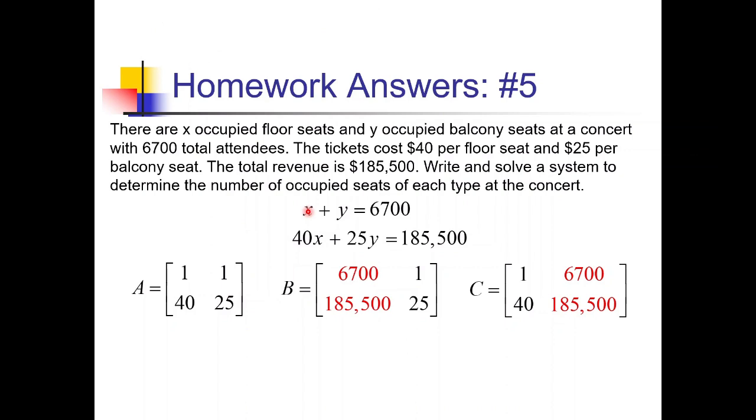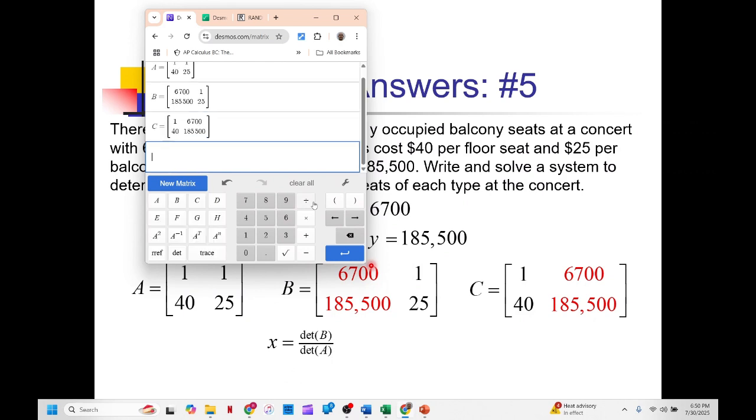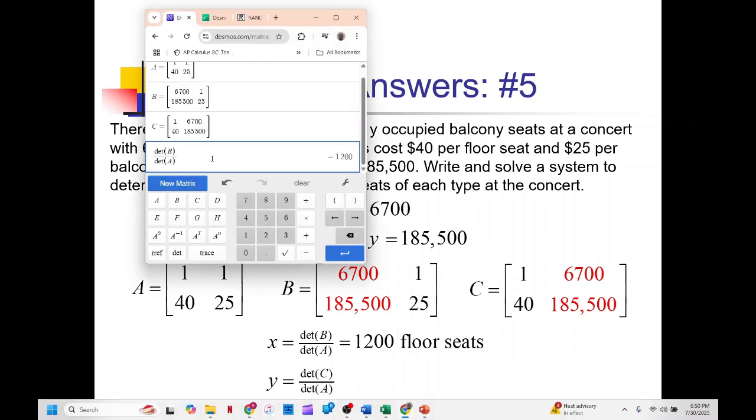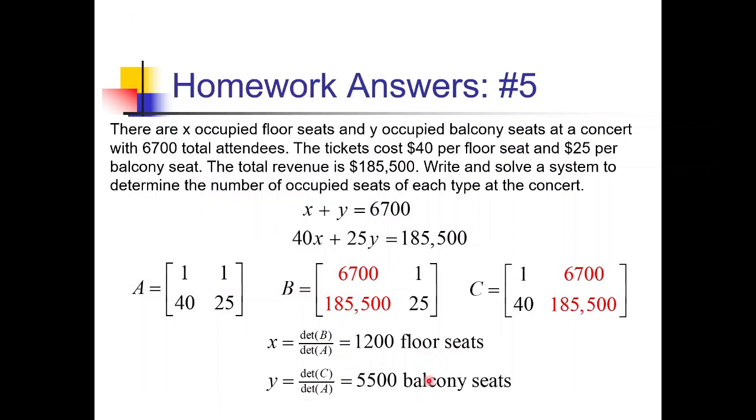So to get the X value, I need to do determinant of B over determinant of A. Going back to Desmos and doing that, determinant of B divided by determinant A comes out to 1,200. So we got 1,200 floor seats. Next, for the Y's, I need determinant of C over A. Going to Desmos, I'm just going to replace the B with a C. That's 5,500, so that's the number of balcony seats.